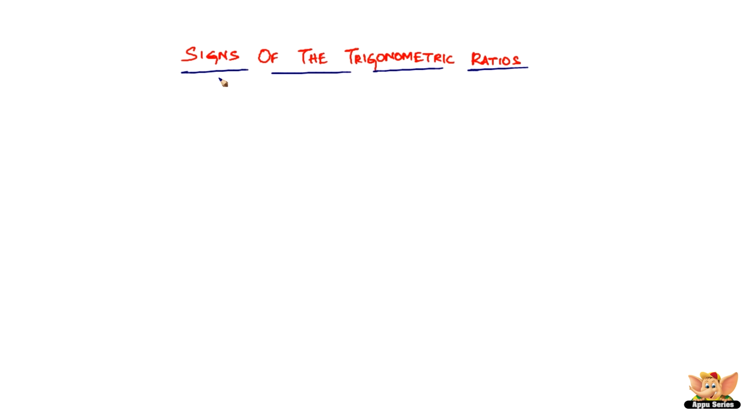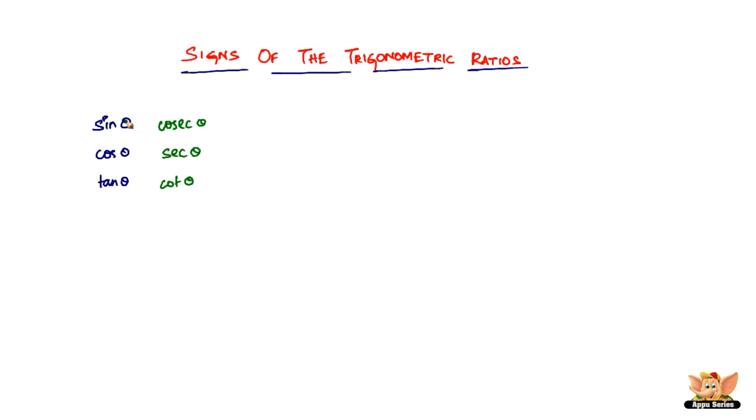So in this video, let us look into a new topic. It's going to deal with the signs of the trigonometric ratios. Well, we've definitely seen the various trigonometric ratios by now, such as sine theta, cos theta and tan theta, and the inverses of these as well. Sine theta's inverse is cosecant theta, cos theta's inverse is secant theta, and the inverse of tan theta is cot theta. We've seen them all.